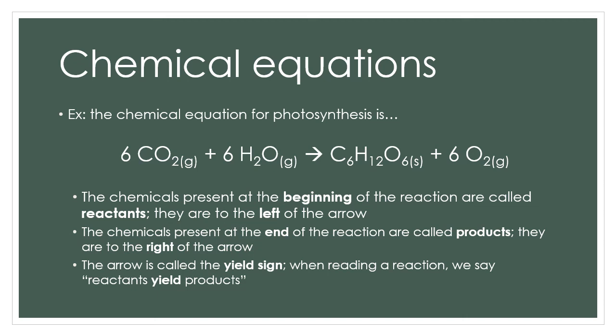The arrow is specifically known as a yield sign. So if we want to read this, the more proper way to read this reaction would be that 6 carbon dioxides and 6 water vapor yields glucose and 6 oxygens. Now you have basic information about how to know when a chemical reaction occurs and how we represent them in chemical equations. We will explore more about chemical reactions this unit.